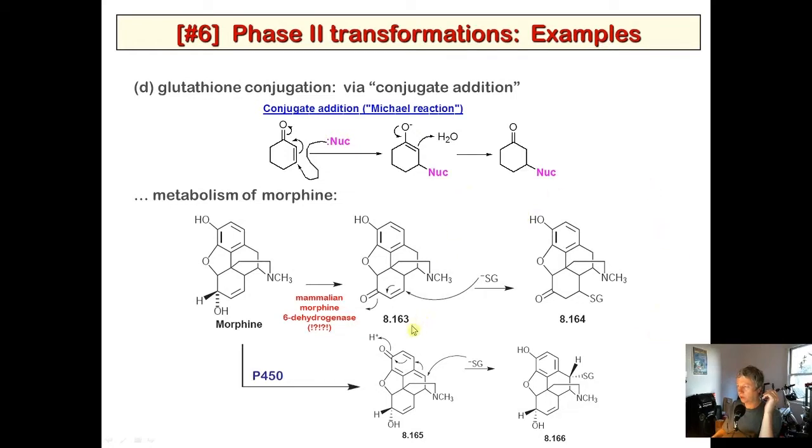Or you can imagine a weird oxidation of the phenol to make a conjugated ketone, a diconjugated ketone, and then this is a Michael acceptor, and then glutathione attacks and kicks the electrons forward, and then you get a glutathione there. So it's kind of weird, but it shows the magic of P450, that it can deal with some cool stuff. All right.